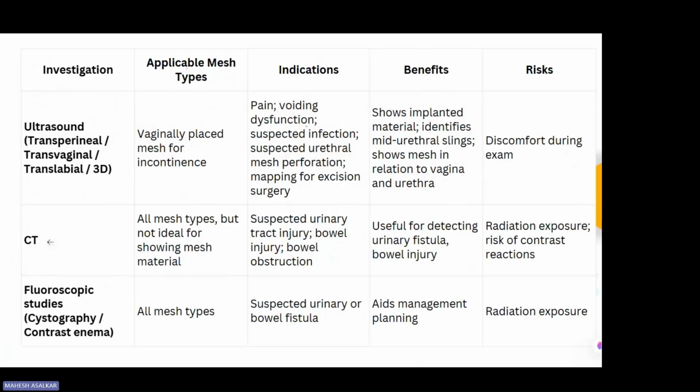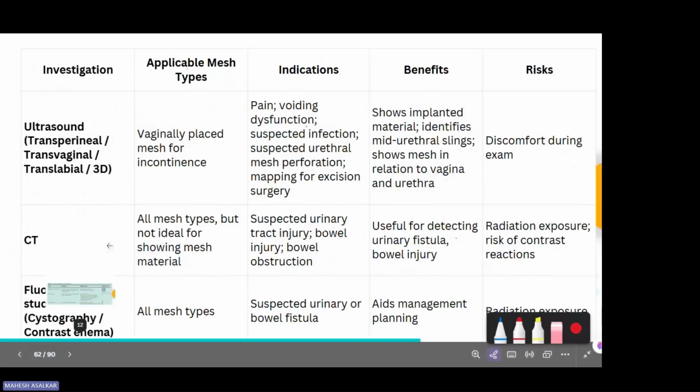Another investigation is a CT scan. This is also indicated for all types of mesh, but not ideal for showing the mesh material. However, it is indicated for suspected urinary tract injury, bowel injury, bowel obstruction, etc. It is useful for detecting urinary fistula or bowel injury, but with CT scan, there is a radiation exposure and risk of contrast reactions.